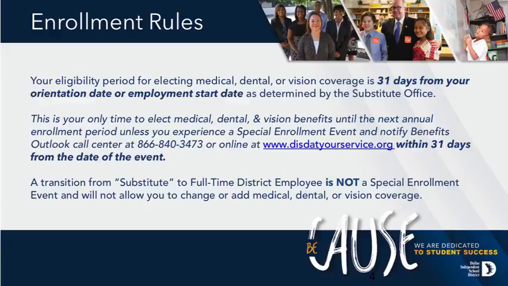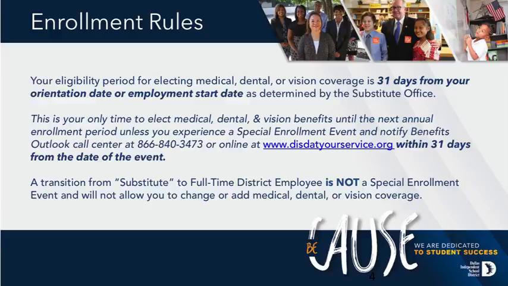enrollment period, unless you experience a special enrollment event before then and you notify Benefits Outlook call center at 866-840-3473 or declare the event online at disd@yourservice.org within 31 days from the date of the event. Otherwise, your elections will remain in effect for the remainder of the plan year, and you will not be allowed to make any changes except life insurance beneficiary designations, which you may change at any time.